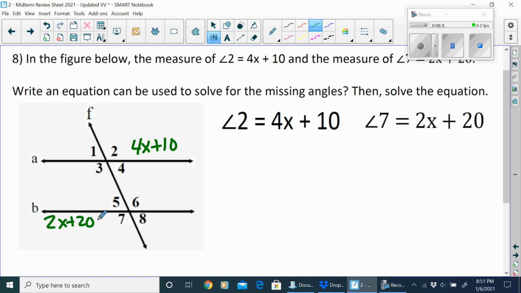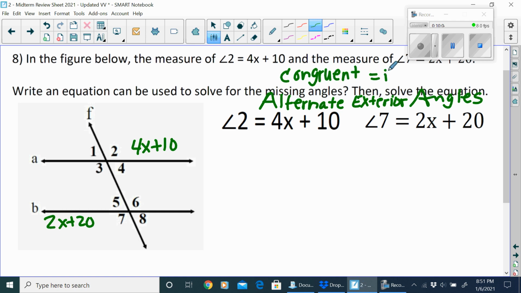Well, now I can see the alternate exterior angles. So I'm going to write that down for myself, because one is on one side of the transversal on top, the other one is at the bottom on the other side of the transversal. They're alternate exterior. They're on the outside. And one thing we know about alternate exterior angles is they're congruent, which is equal in measure. And because they're equal, we set them equal to solve for x.